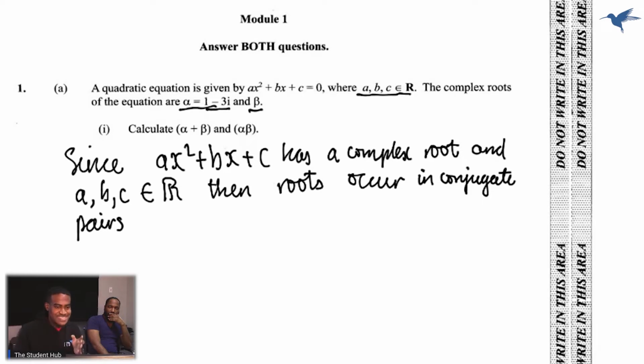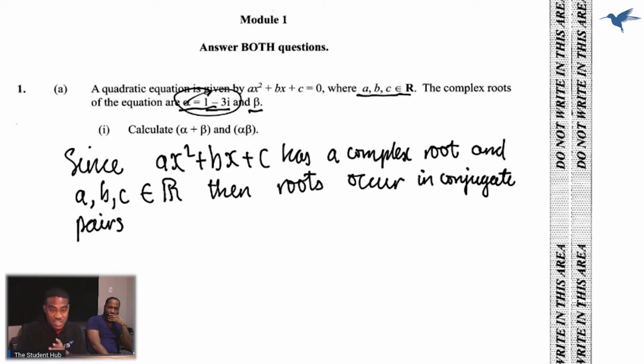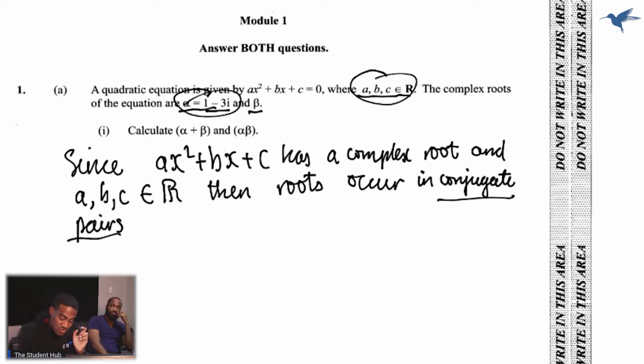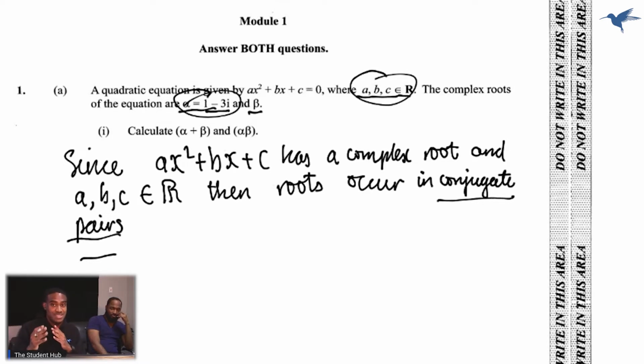What I have here is, since ax squared plus bx plus c has a complex root, and the complex root is your alpha, which is equal to 1 minus 3i, since it has that complex root, and also because a, b, c, those three coefficients, if you want to call them that, are elements of the set of real numbers, then the roots occur in conjugate pairs. That's really key, right? So what we need to focus on with the rule is that it's a quadratic or it's a polynomial. It doesn't necessarily have to be a quadratic. It could be a polynomial, right?